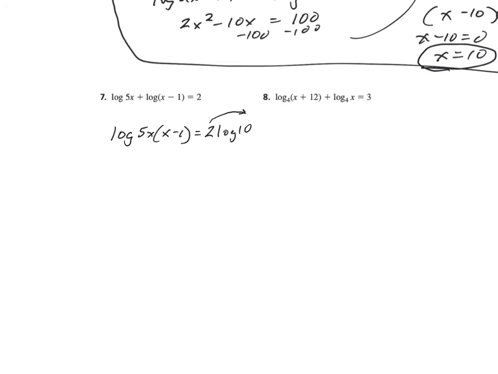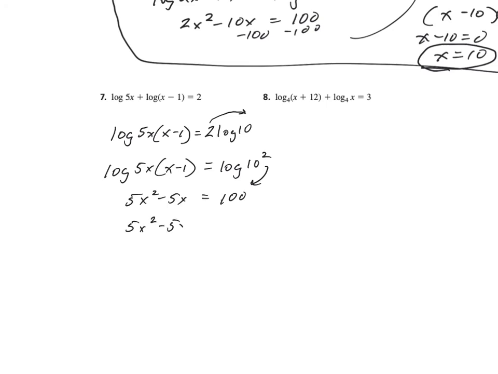So now I've got log of 5x times x minus 1 equals log 10 squared. Oh, I should have multiplied it out. Okay, so let's multiply it out: 5x squared minus 5x equals 100. Just remove the logs, because what's inside the logs must be equal. Exactly. So let's subtract 100 from both sides: 5x squared minus 5x minus 100 equals 0.